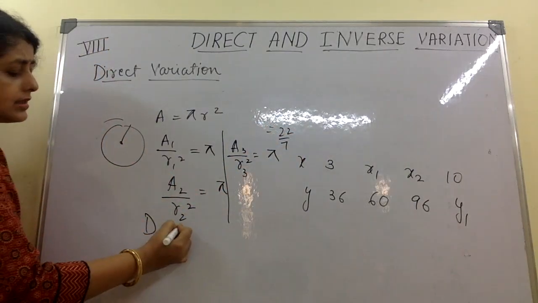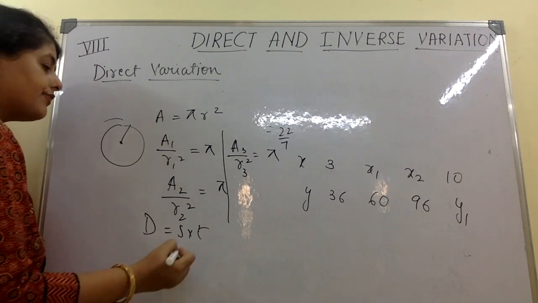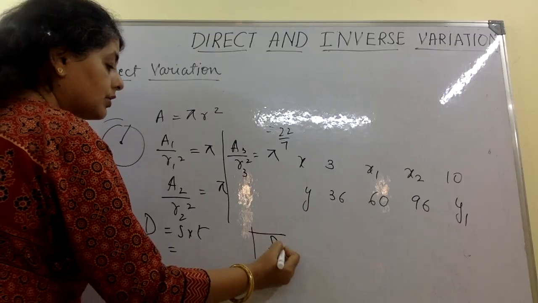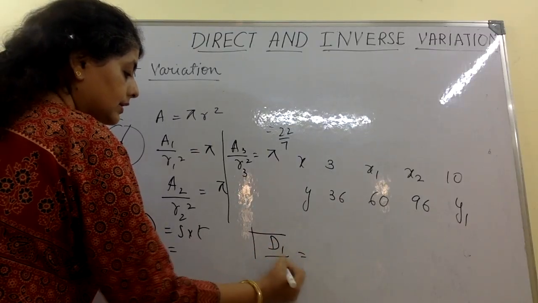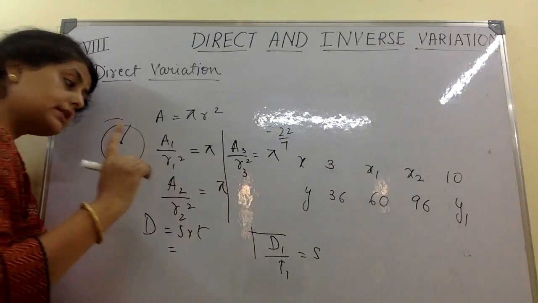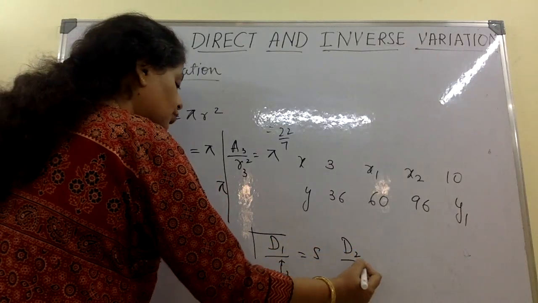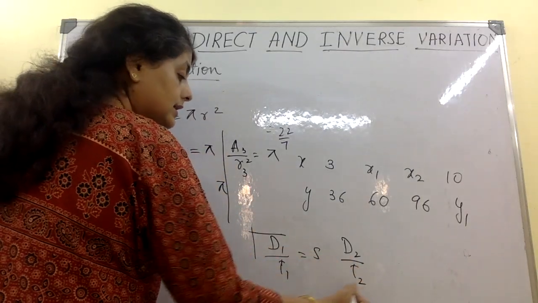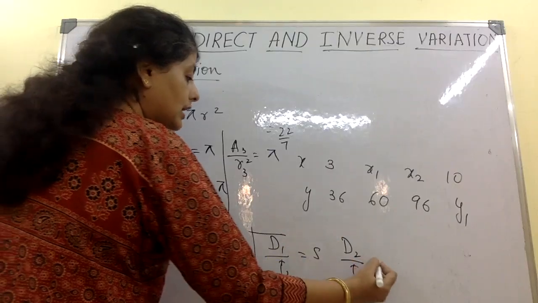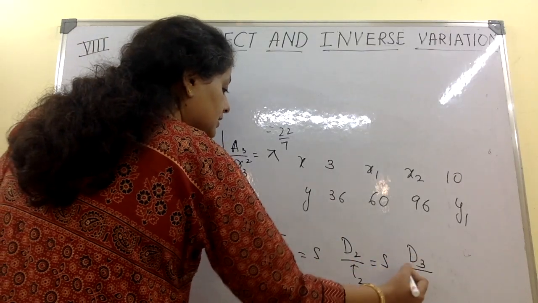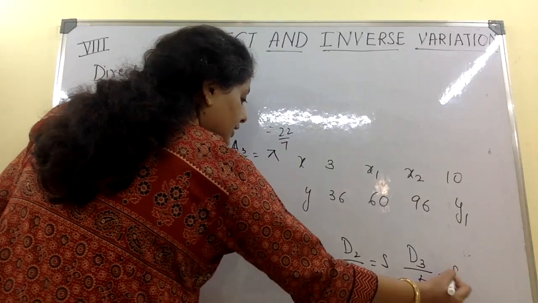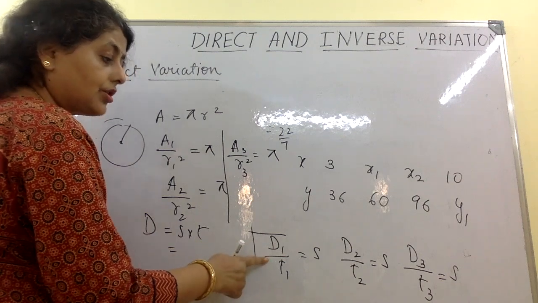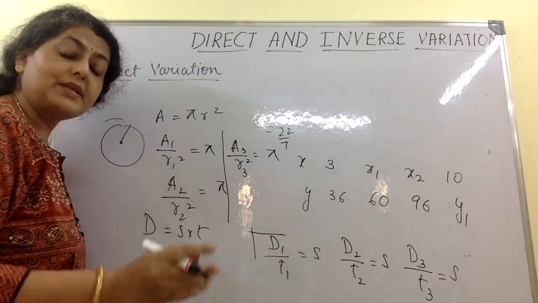Same thing if we use distance as speed into time. If a particular vehicle is going for a particular distance in a particular time, then there is one speed. But if the same vehicle goes for distance 2, and it does not change its speed, distance 2 takes time t2, but if I divide d2 by t2, I'll get the same speed. If it goes for distance 3 in time t3, if I divide them, I get the same speed, the same speed that I had got here. So it shows distance and time are in direct variation.